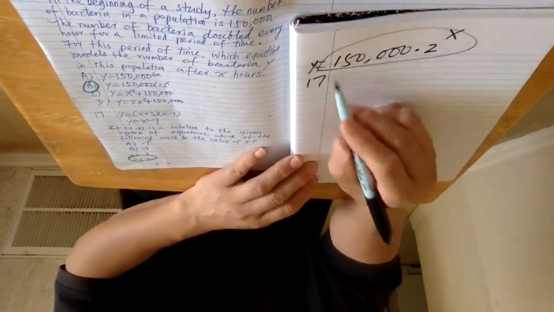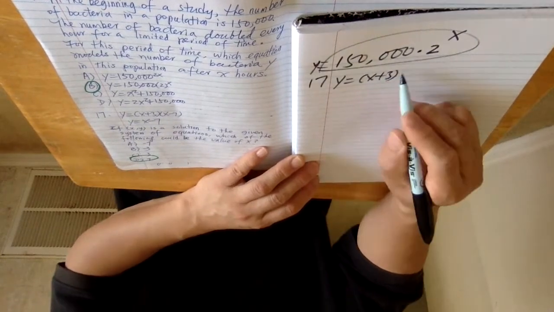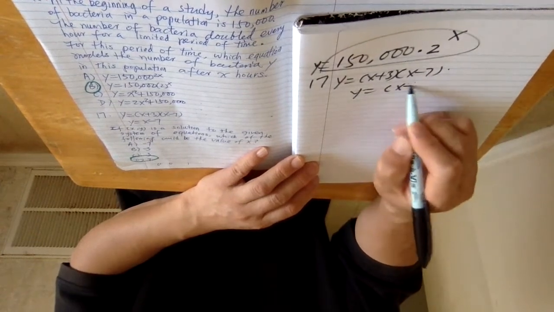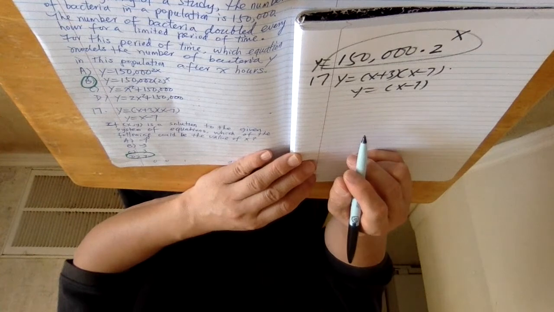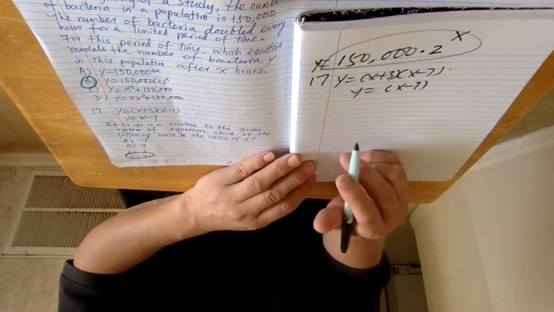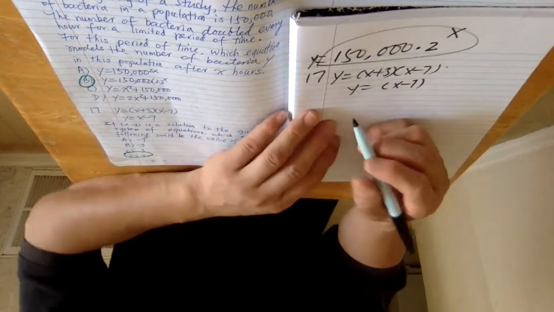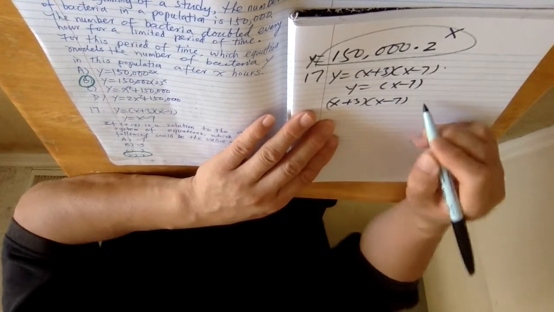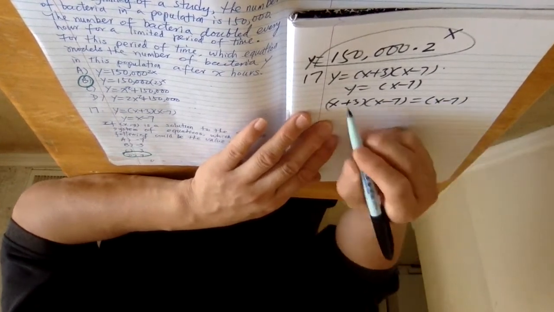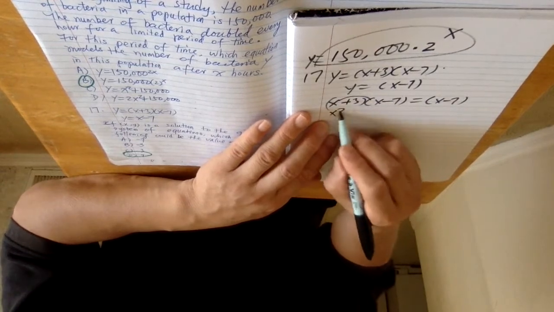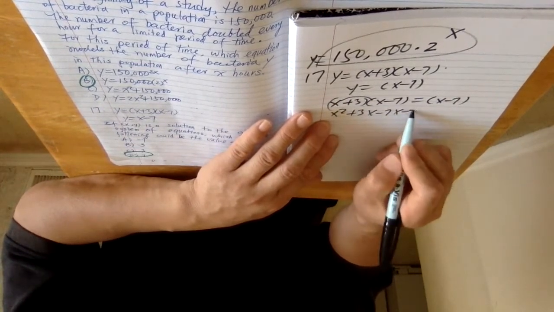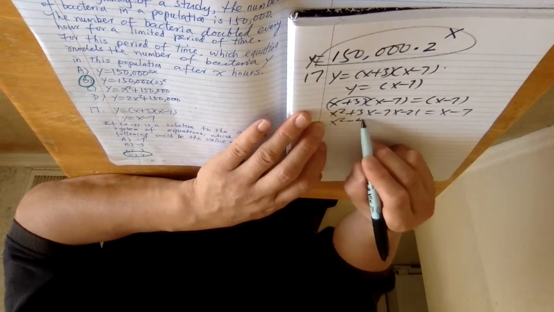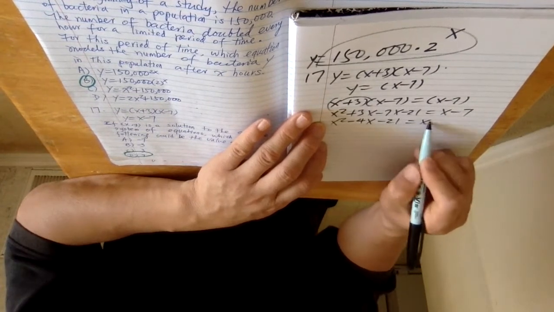Number 17. y equals x plus 3 times x minus 7, and also y equals x minus 7. If (x, y) is the solution to the given system of equations, which of the following could be the value of x? Let's solve the equation by substitution. We have (x plus 3)(x minus 7) equals x minus 7. Using the FOIL method, x squared plus 3x minus 7x minus 21 equals x minus 7. Combine these terms, x squared minus 4x minus 21 equals x minus 7.